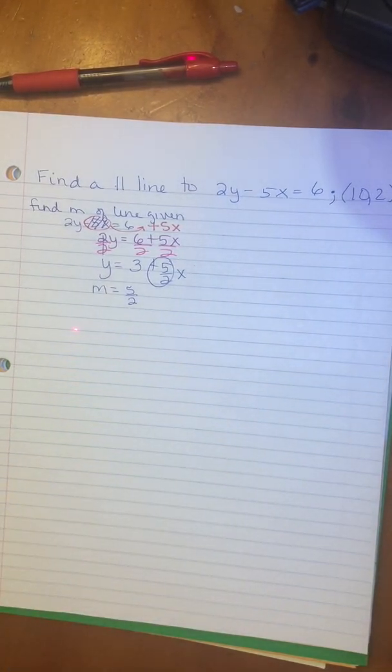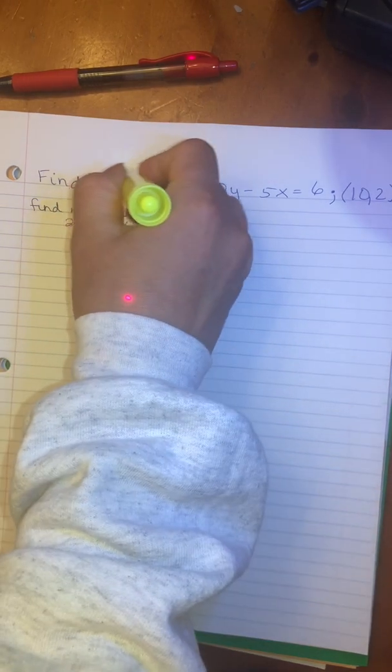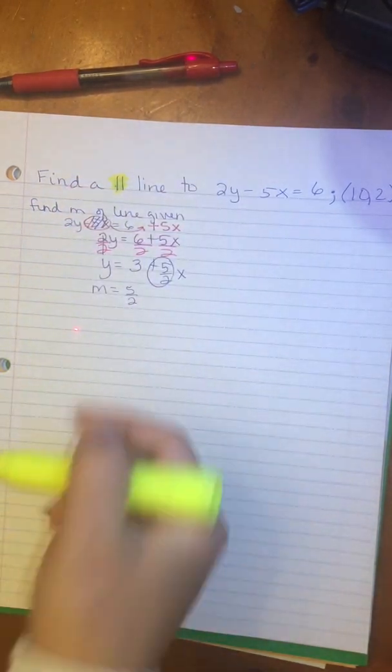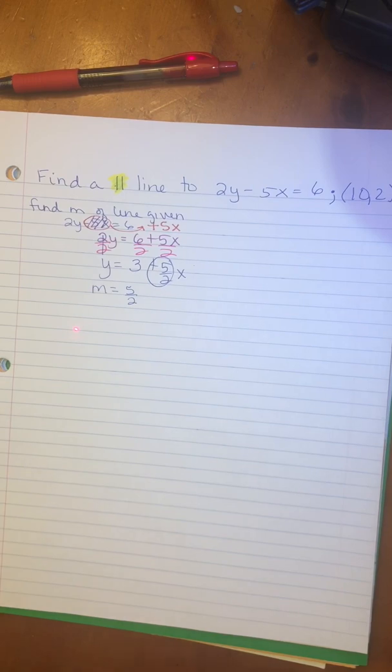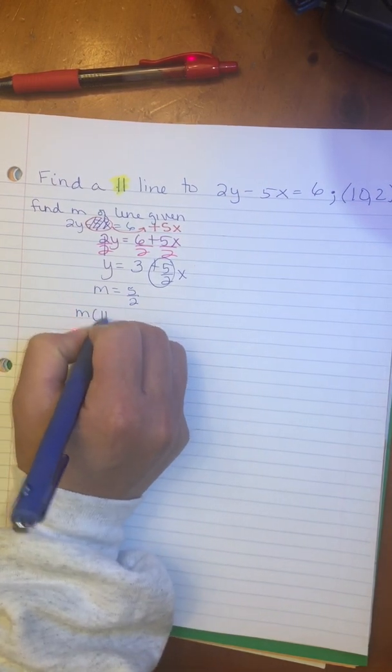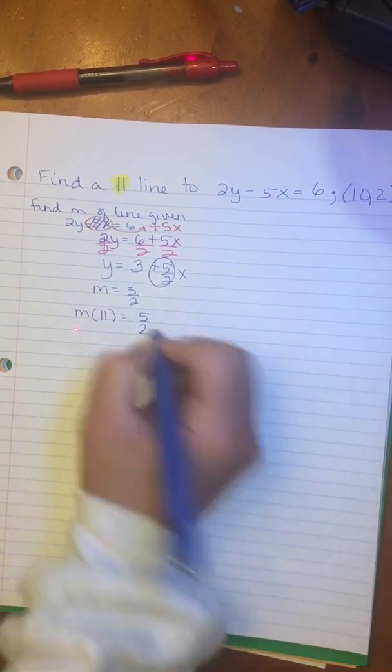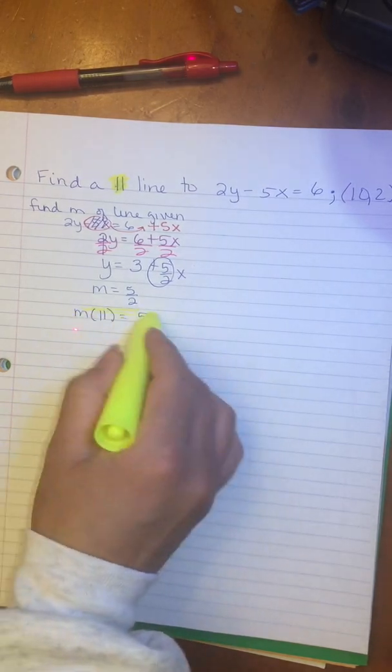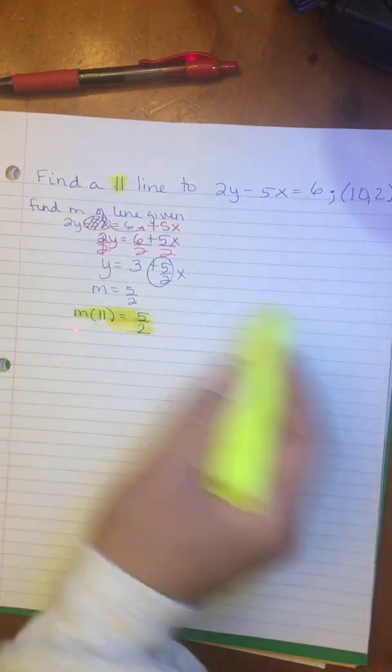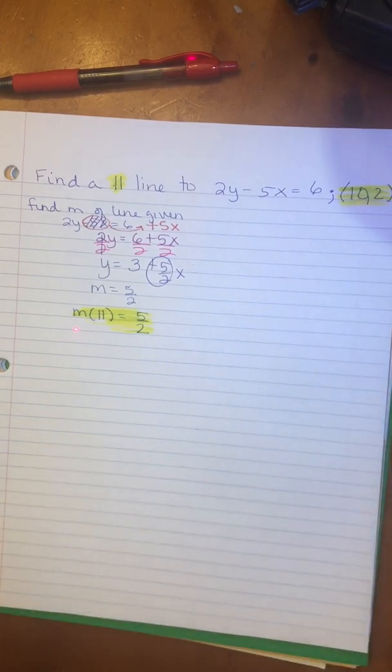That was step 1. Then I have to read carefully. My problem said the word parallel. So parallel means I use the same slope because parallel lines have the same slope. So I am going to use the slope I found and the point given, and I'm going to write a point slope.